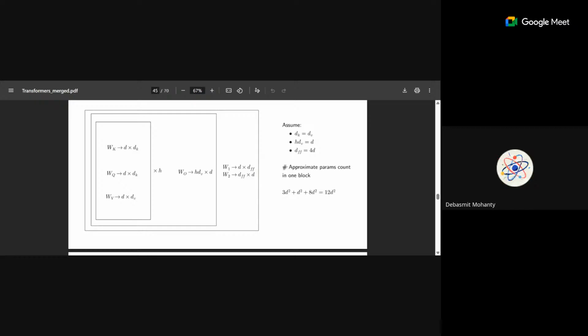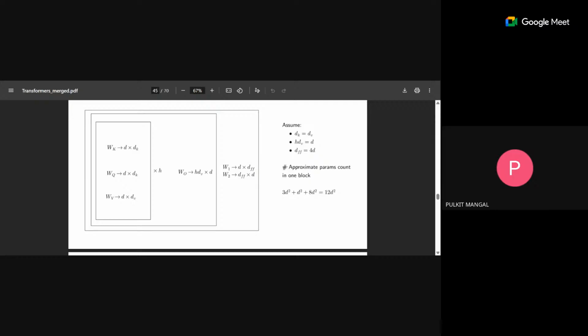So it should be plus d, right? Because for every node you'll have one bias. If you have d nodes, you have d biases. So there would be dff plus d bias. If dff is 4d, then 5d bias would be there. Okay, 12d square parameters and 5d bias.